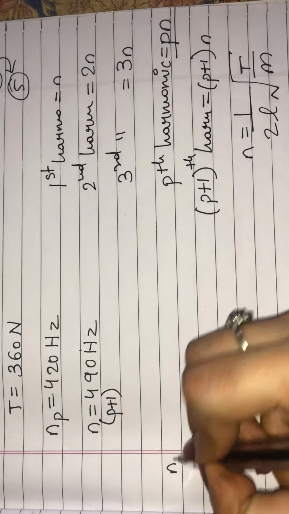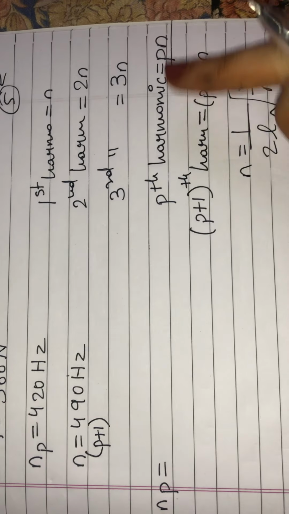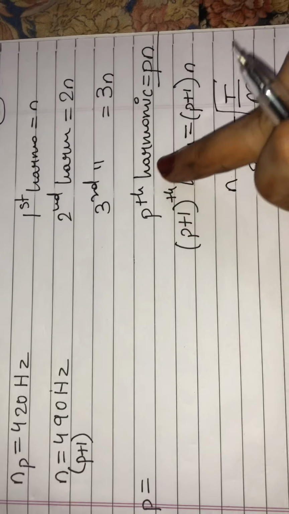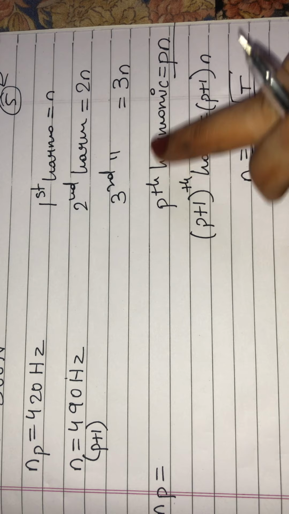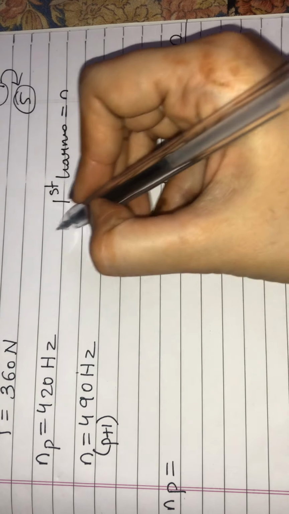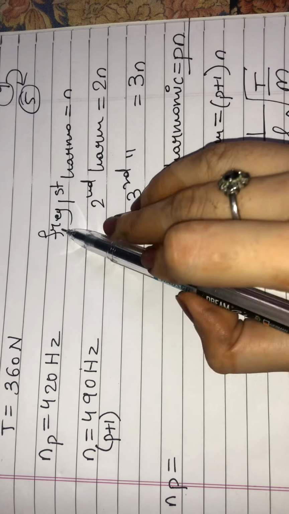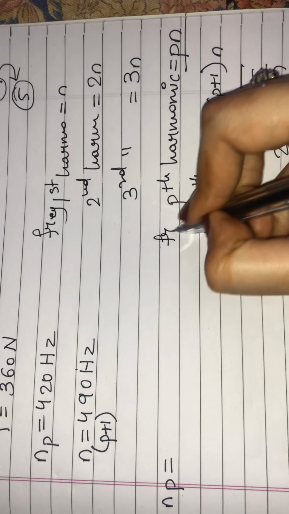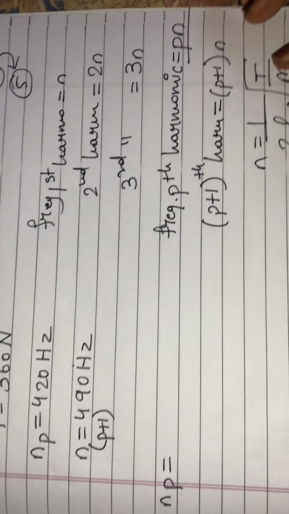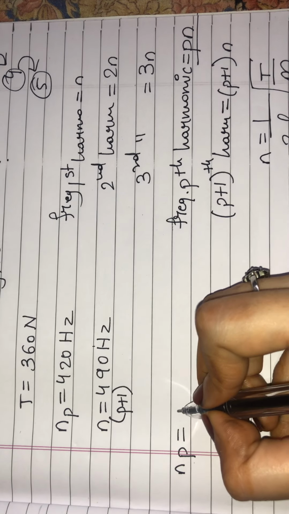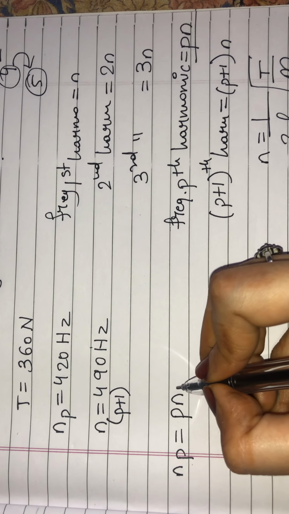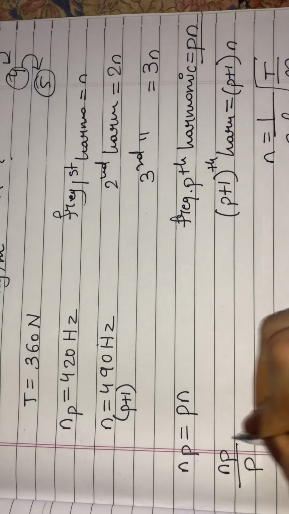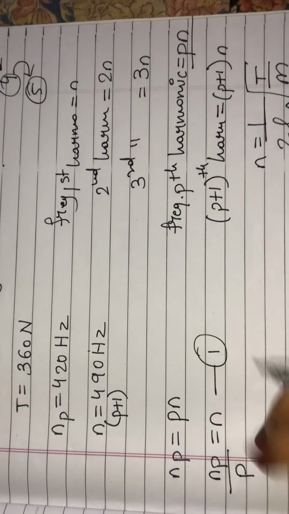So for the pth harmonic, the frequency of the first harmonic is n, the second harmonic is 2n. Similarly, the frequency of the pth harmonic is pn. So the formula is n_p equals pn, that is n_p upon p, which gives me n. Let it be 1.